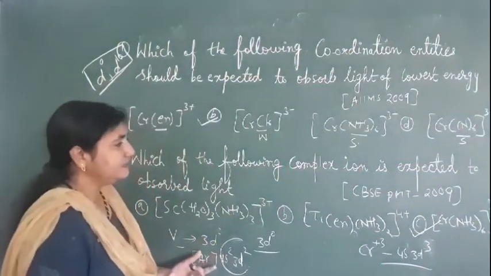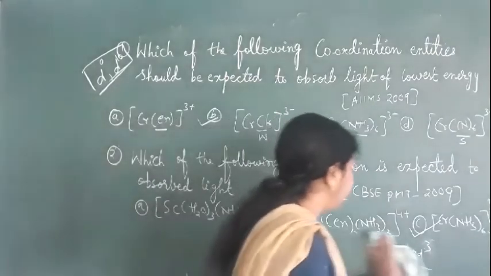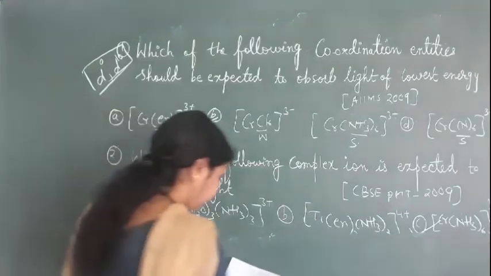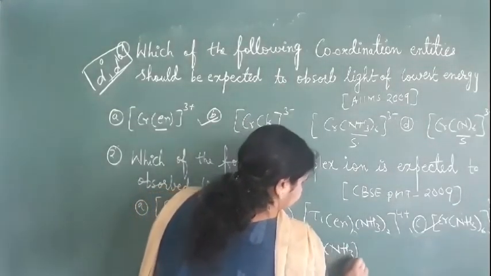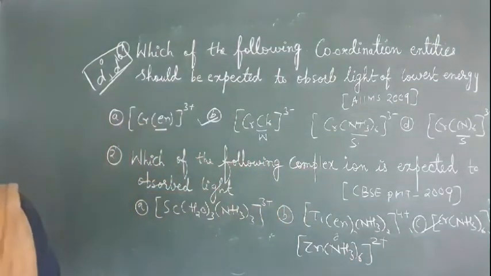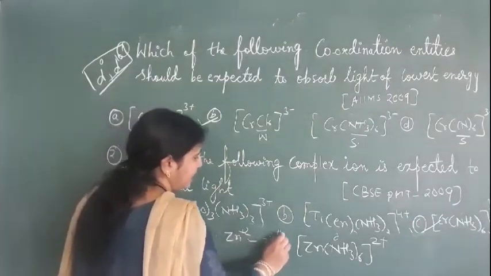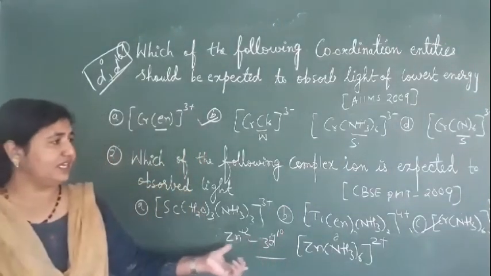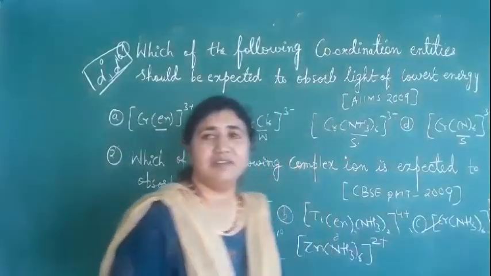And the D option. What was the D option? Zn NH3 6, 2 plus we have here. See, amine has 0 charge, so Zn is plus 2. Zn plus 2 means the oxidation state gives 3d10 here. So the d subshell is completely filled, that's why they will not absorb light. The correct option is C, hexaamminechromium plus 3, they will absorb the light.